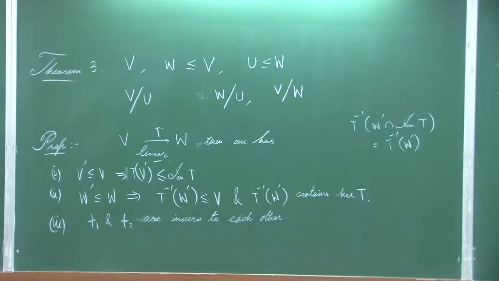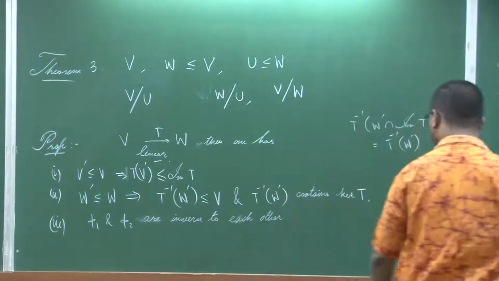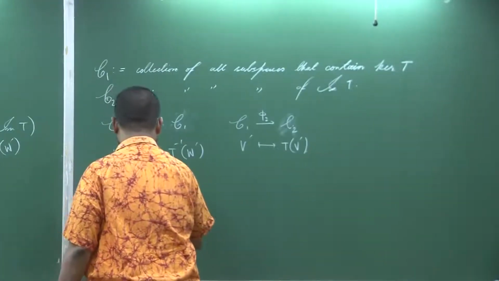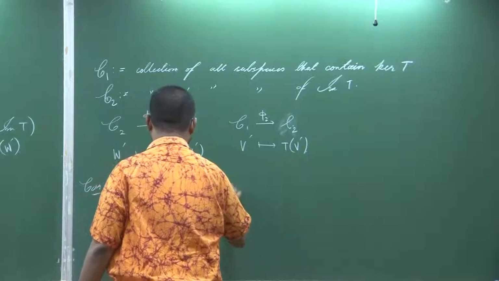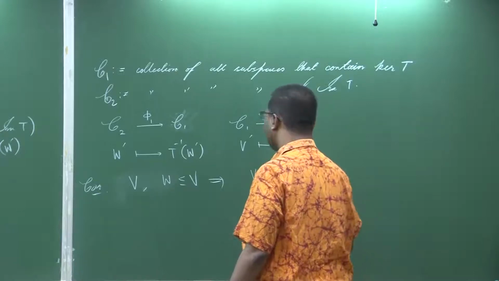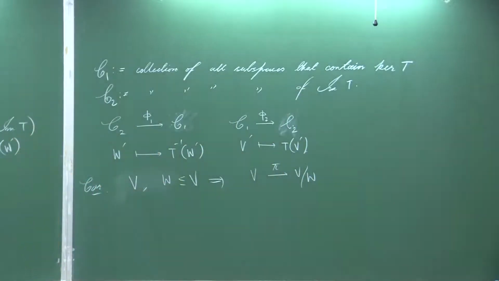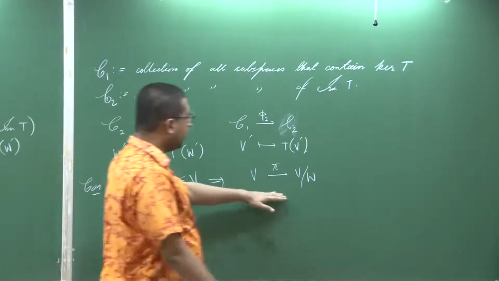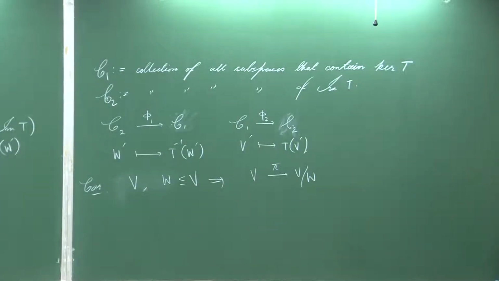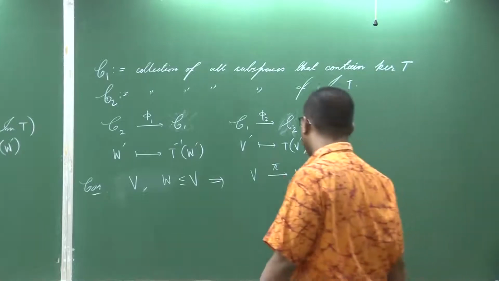Okay. As an immediate corollary of this proposition, one has the following: if V is a vector space and W is a subspace of V, then in view of the quotient map from V to V mod W, which has W as its kernel, we can ask what all the subspaces of V mod W are. Remember, this map is an onto linear transformation. So, the subspaces of V mod W are in one-to-one correspondence with the subspaces of V containing the kernel W.